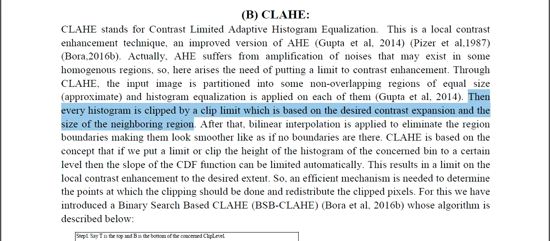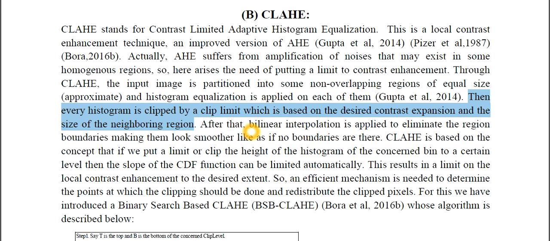You should note down this point that this is the main part of CLAHE: you clip every histogram by a certain clip limit, and that you find from the desired contrast expansion. What is the desired contrast expansion with respect to your requirement? Accordingly, you will put that clip limit, and the histogram will be clipped using that clip limit. Okay, so after you have clipped every histogram, then what do you have to do?